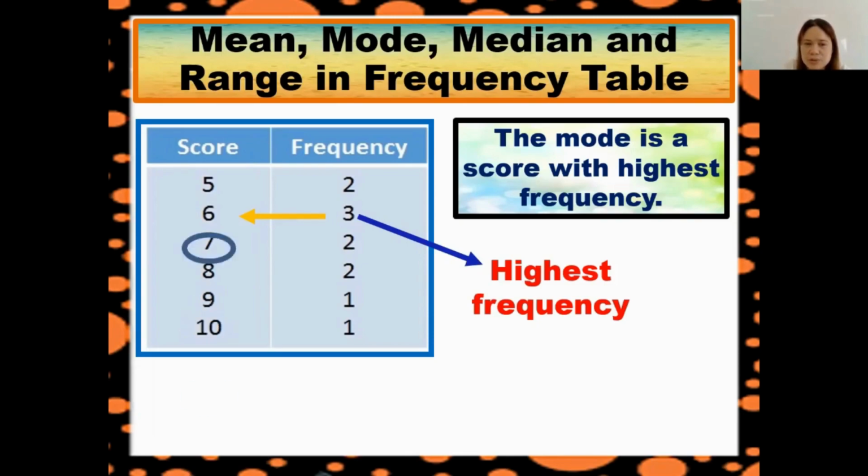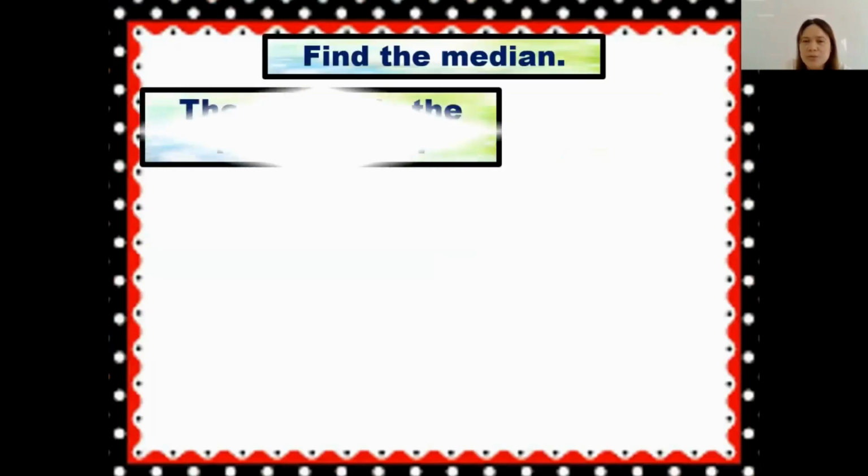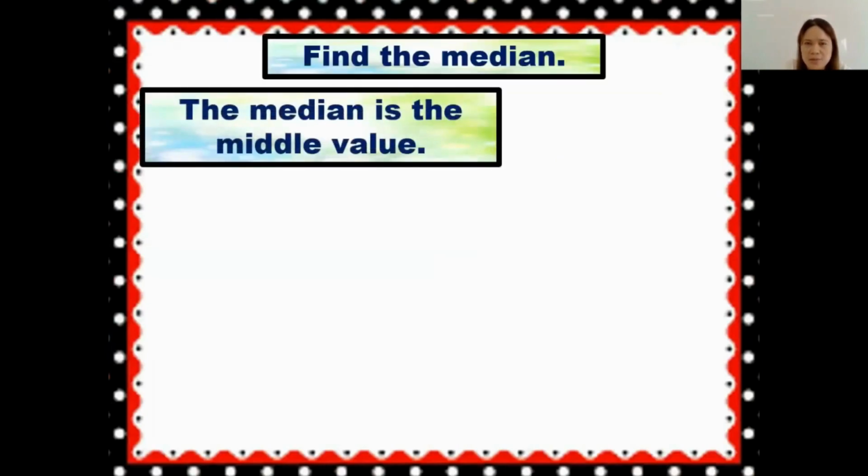So you go back to the score, which is 6. So the mode is 6. Again, the mode has the highest frequency. And how are we going to find the median? Remember, the median is the middle value.